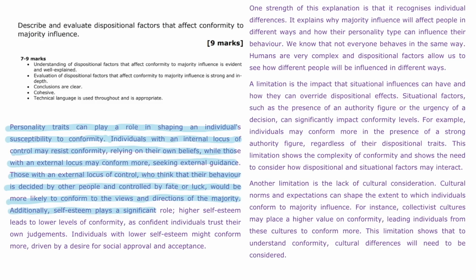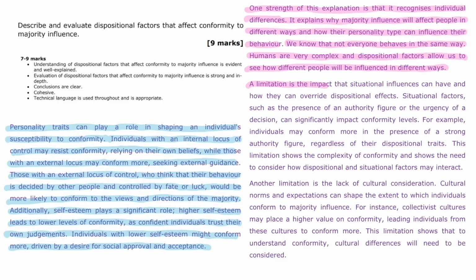Additionally, self-esteem plays a significant role. Higher self-esteem leads to lower levels of conformity, as confident individuals trust their own judgments. Individuals with lower self-esteem might conform more, driven by a desire for social approval and acceptance. A strength of this explanation is that it recognises individual differences. It explains why majority influence will affect people in different ways and how their personality type can influence their behaviour. We know that not everyone behaves in the same way. Humans are very complex, and dispositional factors allow us to see how different people will be influenced in different ways.